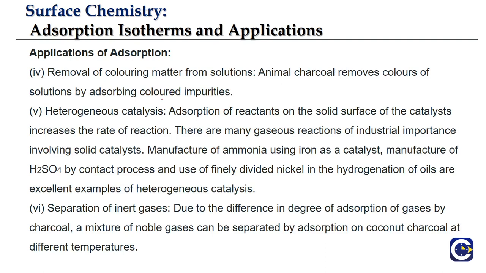Then talking about some industrial applications, we have removal of coloring matter from solutions. Animal charcoal, which will be really porous in nature. So remember, adsorption as such is a surface phenomenon. Porous materials will have more surface, and hence they will be effective adsorbents. So animal charcoal, which is produced from the charring of animal parts, will be able to remove the colors from the solutions, especially the organic solutions, where they will be able to adsorb the coloring impurities, or we can say colored pigments.